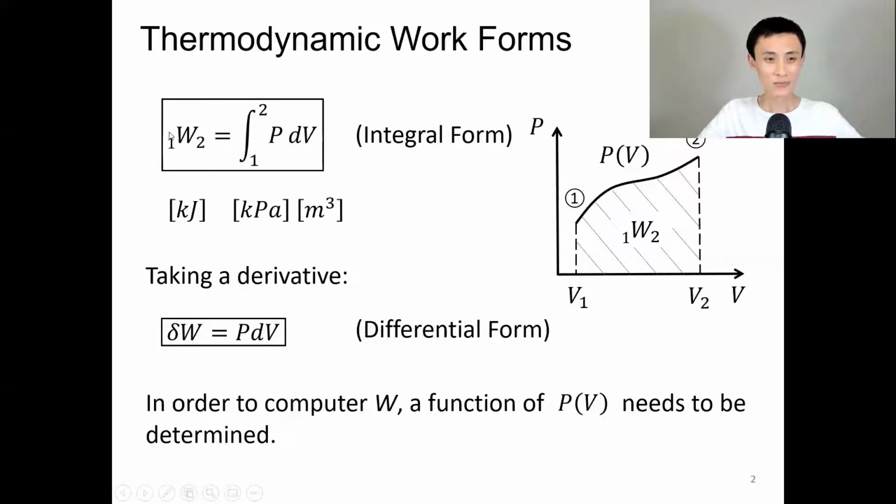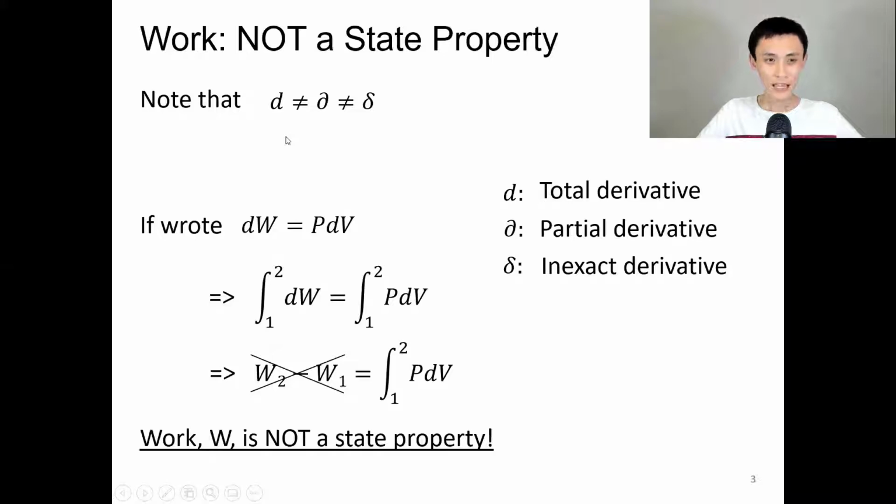If you take a derivative on both sides, then the left side is dW, and on the right side the derivative and the integral cancel out. It turns out to be P times dV. So this is thermodynamic work, and we are looking for a function P with respect to V, and work is the integral of PdV.